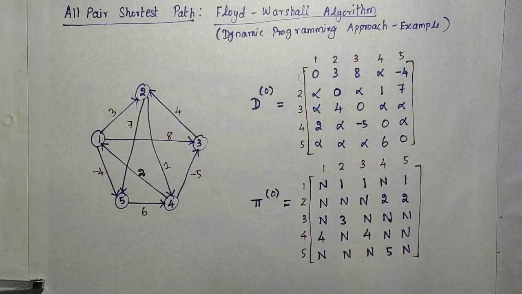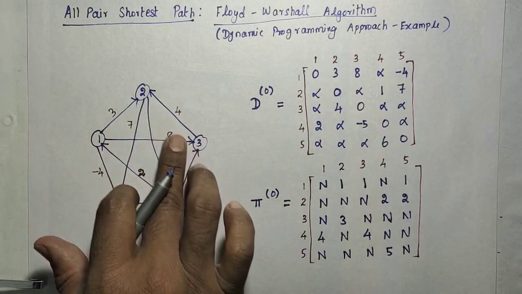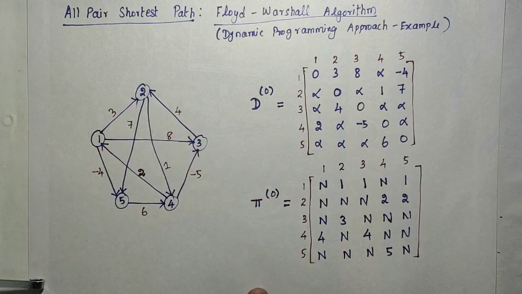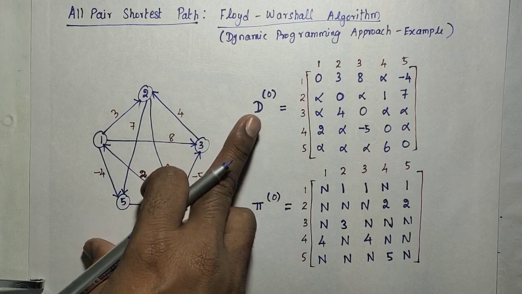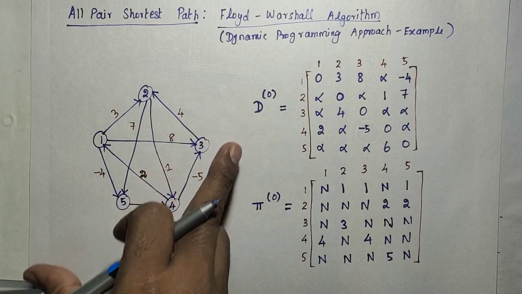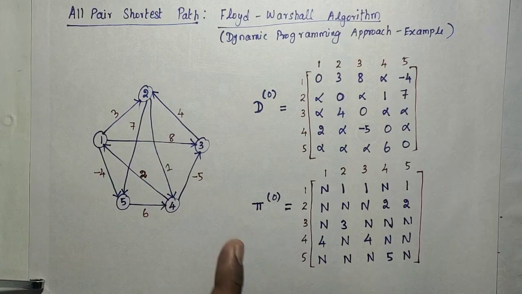This is the initial matrix. All-pairs shortest path, Floyd-Warshall algorithm. There are n iterations, where n is the number of vertices. Here there are 5 vertices, so 5 iterations are going to be done. In each iteration, a new version of the distance matrix and the parent matrix will be generated. That new version will be used for the next iteration.